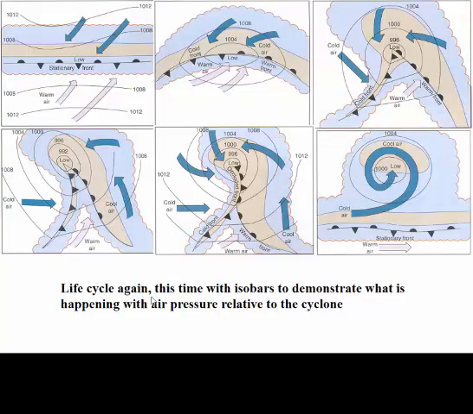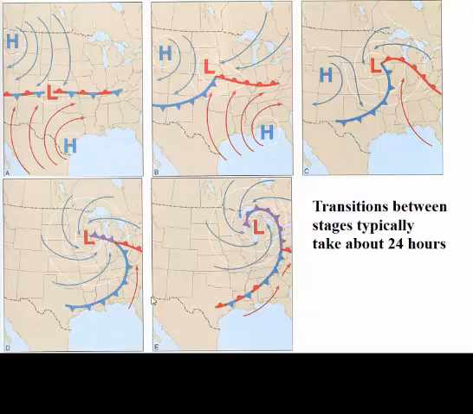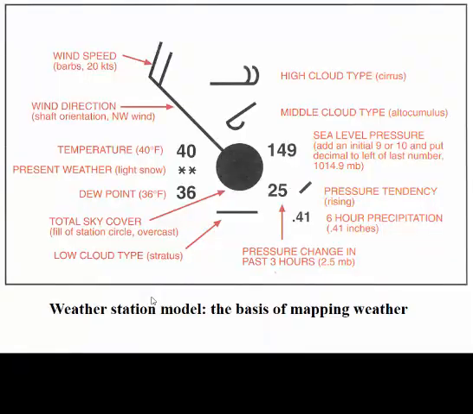And you can start to see how these interact with your isobars and your barometric pressure. We can see a station model. So this is the basis for weather mapping. You can see the wind direction, remember where it comes from, the temperature, dew point. There's a number of different symbols that tell what it is.